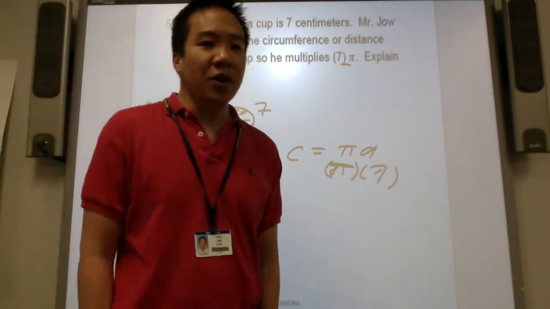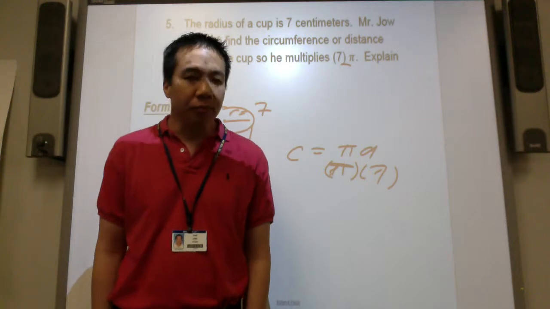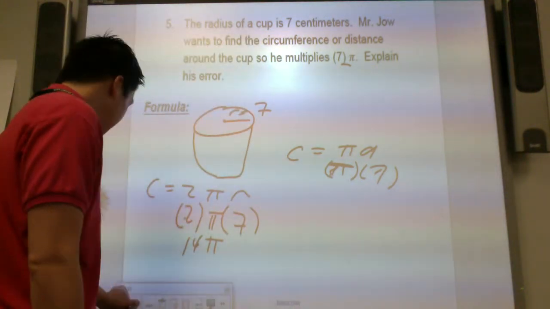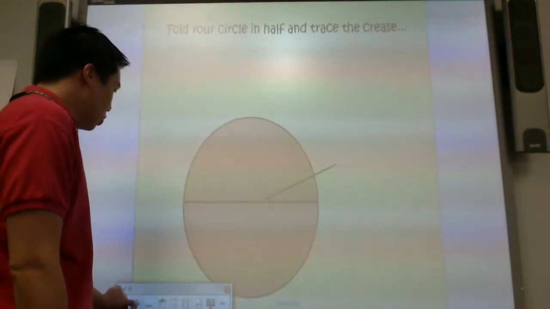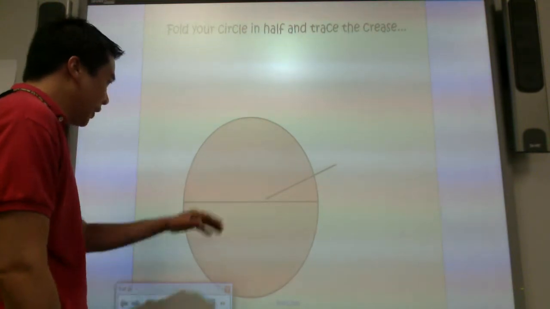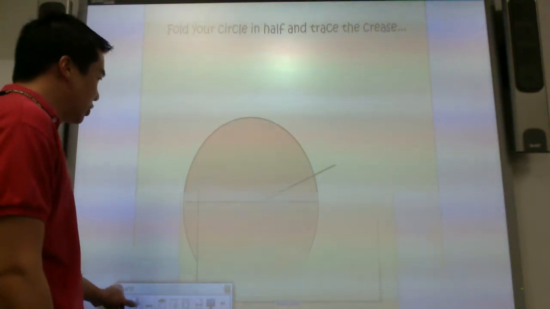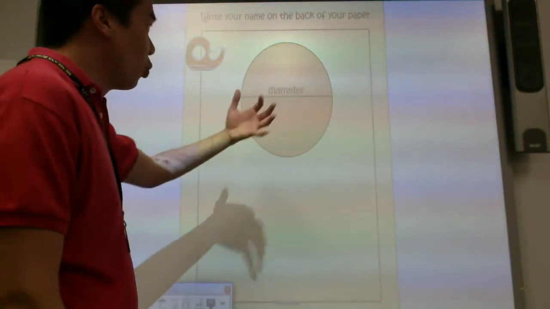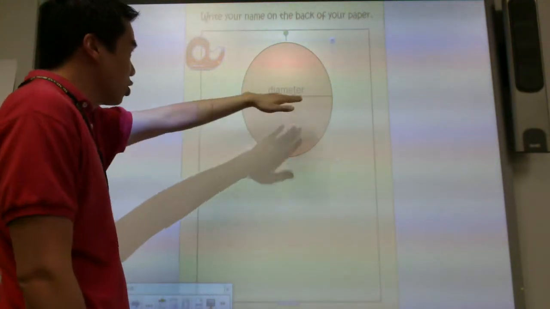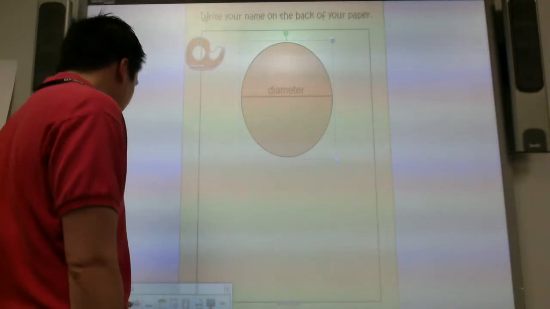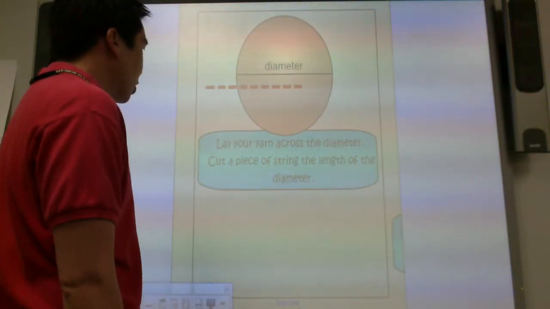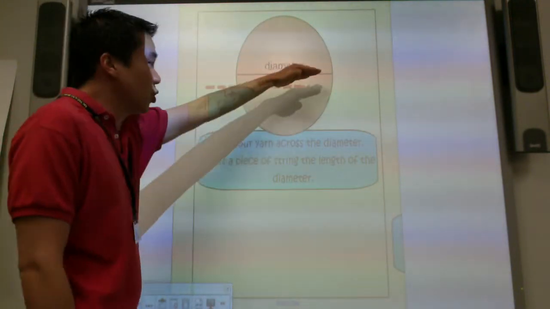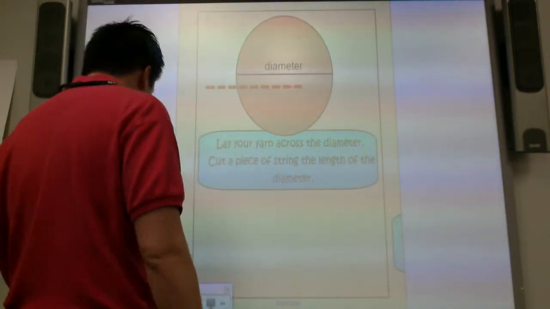So what we learned pretty much is, what you're going to be doing in class is cutting out shapes, and then you're going to make a demonstration of what diameter and radius are. Diameter goes from end to end. It looks like a D for diameter. And you're going to lay some yarn, so you're going to measure how long the diameter is.